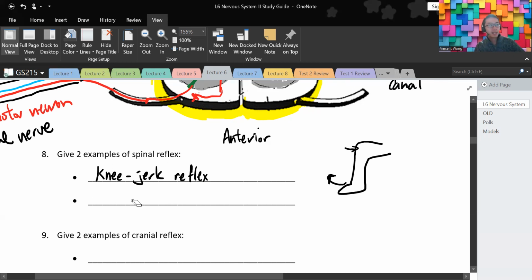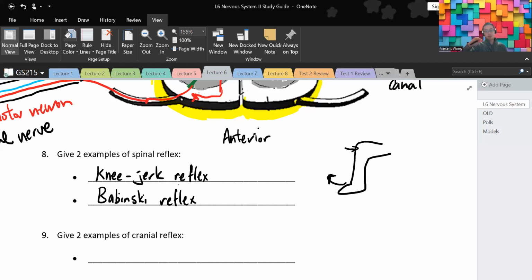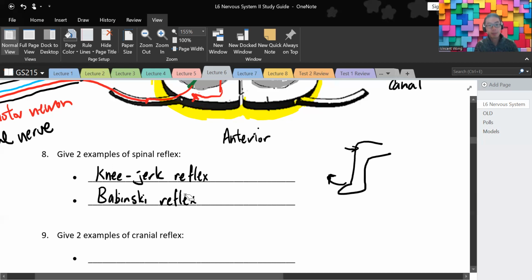Okay. Another one that we talked about in class is the Babinski reflex. That's the one where if you stroke the bottom of a baby's foot, then the toes will curl backwards and fan out. That's called the Babinski reflex, which would disappear by age 2 or so. So if you see the Babinski reflex in an adult, it tells you something is wrong with the spinal cord, right? There might be some spinal cord injury, right?